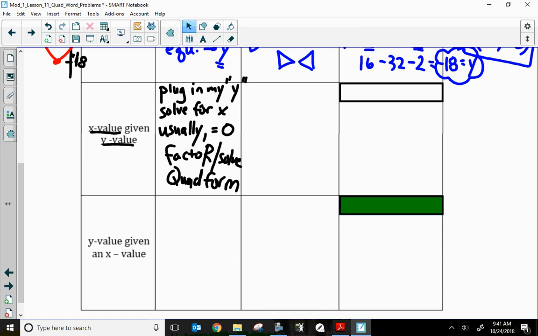So, I plug my y into my equation, I just solve for x, usually setting it equal to 0, and I factor and solve, or use the quadratic formula.